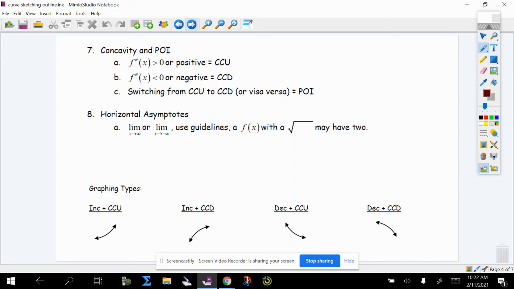And to connect the dots, we have four options. We have a section that could be increasing and concave up, which is the first little piece. Think of these as tools in your toolbox. Then we have increasing and concave down, decreasing and concave up, or decreasing and concave down. All of our knowledge combined with these different ways to connect the dots and graphing types allows us to sketch a curve. And that's your basic overview.